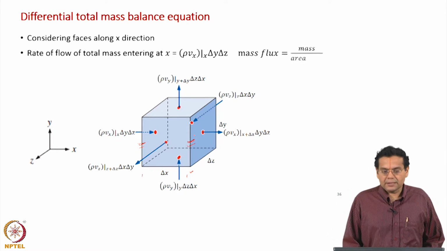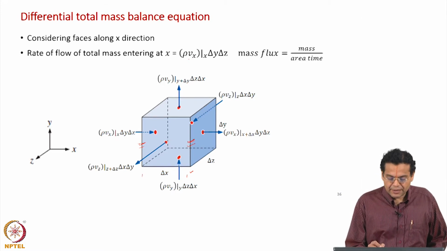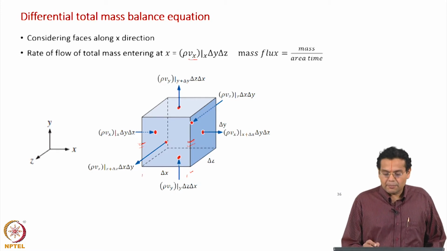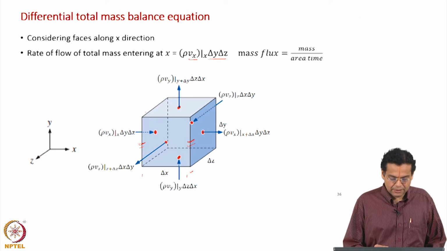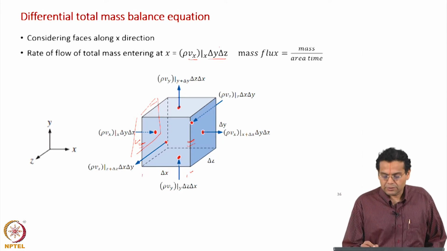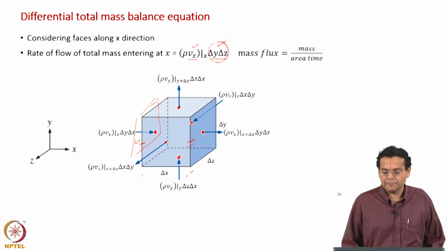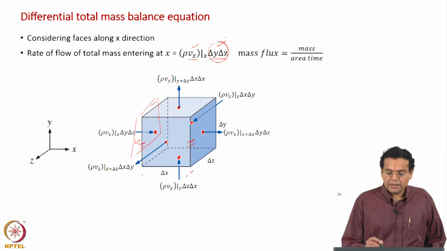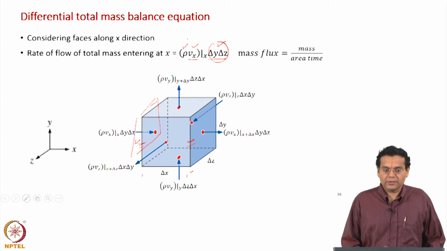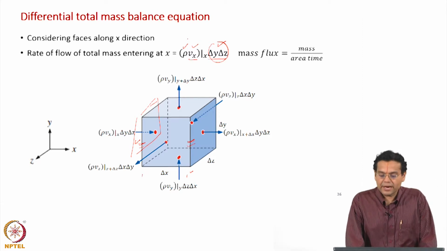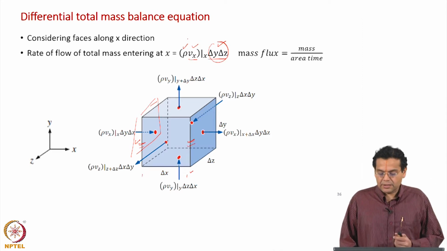There are two ways of interpreting this expression. Number one, Vx is the velocity in the x direction multiplied by the area. What is the area? It is the cross sectional area through which it enters, which is this delta y multiplied by this length delta z. So, the area of the phase is delta y delta z. Velocity in the x direction multiplied by area gives you volumetric flow rate, and multiplied by density gives you mass flow rate. So, we are writing the expression for the rate at which mass enters this control surface.